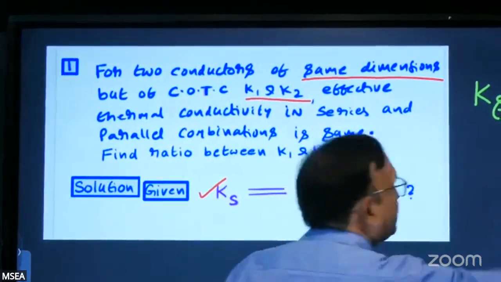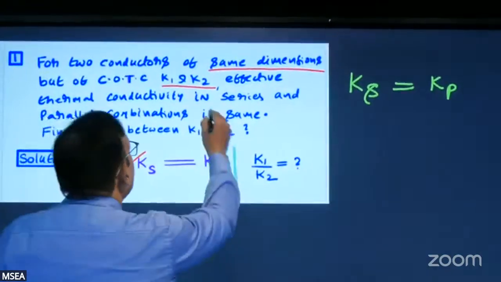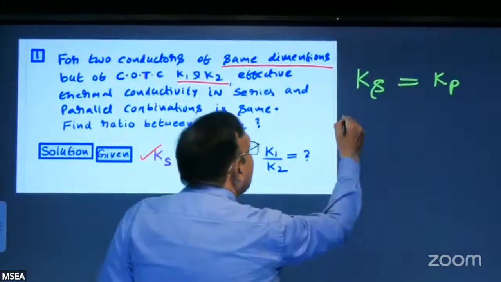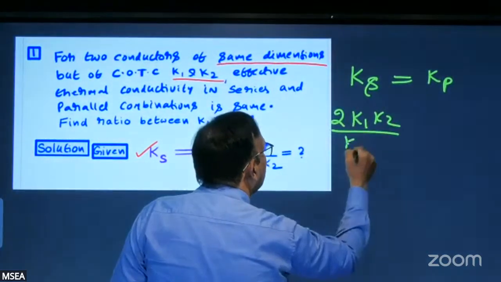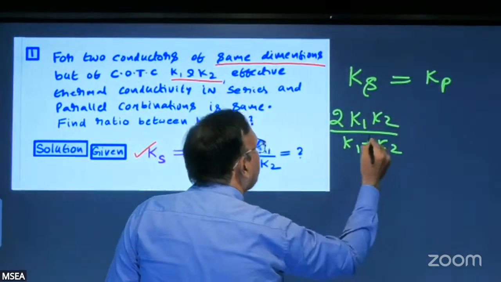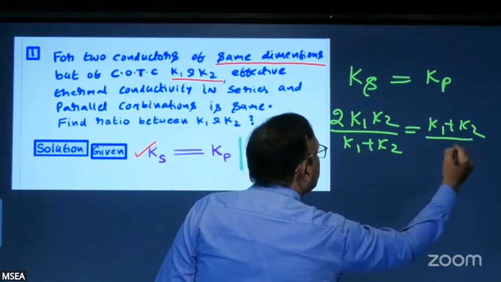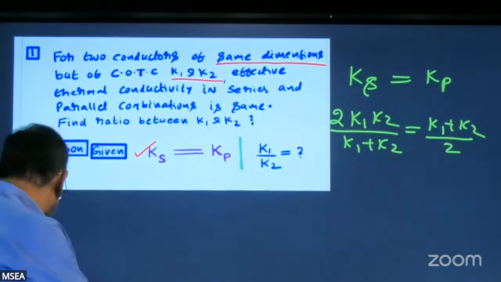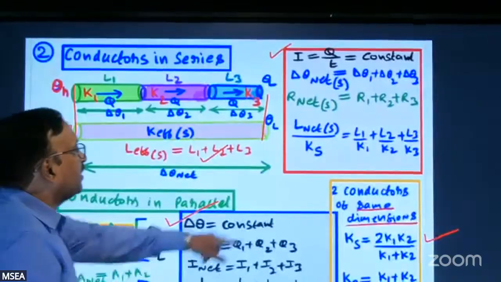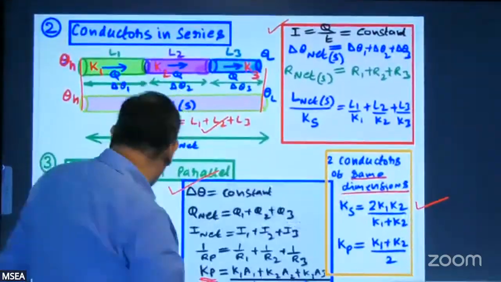Just now we have seen that for two conductors of the very same dimensions, having thermal conductivities K1 and K2, Ks comes out to be 2K1K2 divided by K1 plus K2. What about the Kp formula? It is K1 plus K2 divided by 2. Even though most of you remember that formula, I just want to show it to you. For two conductors in series and parallel, this is what we use.